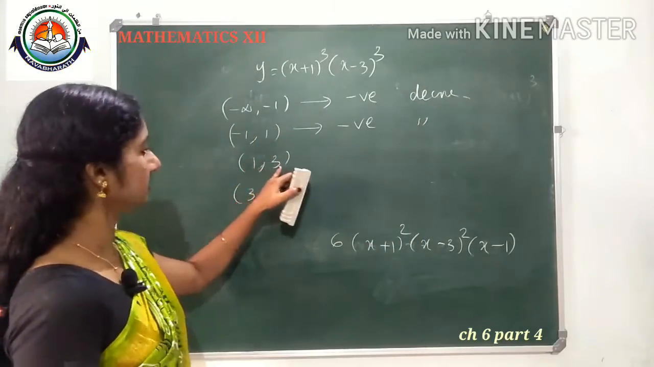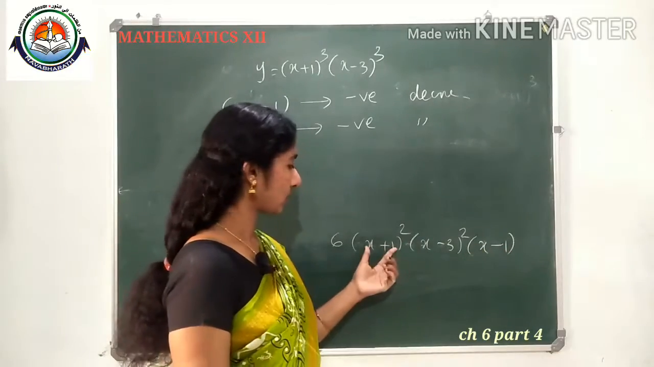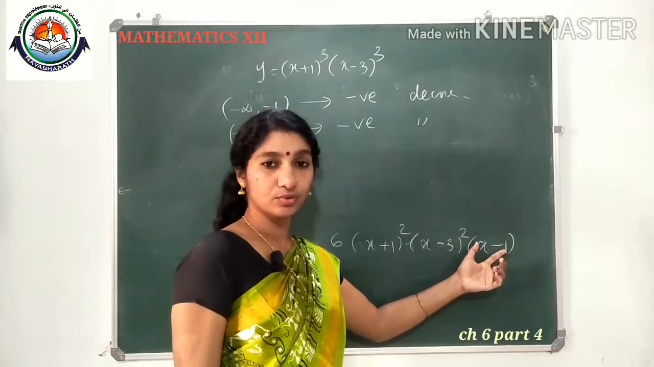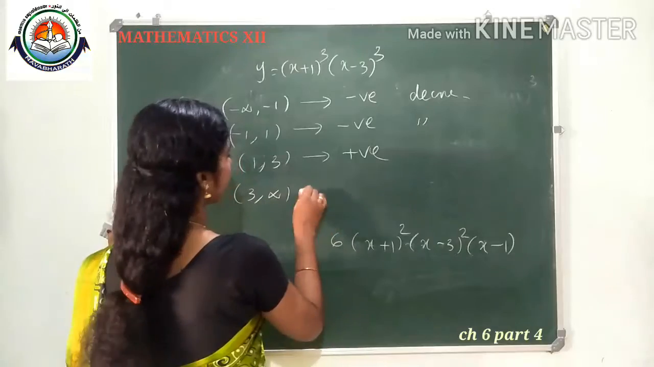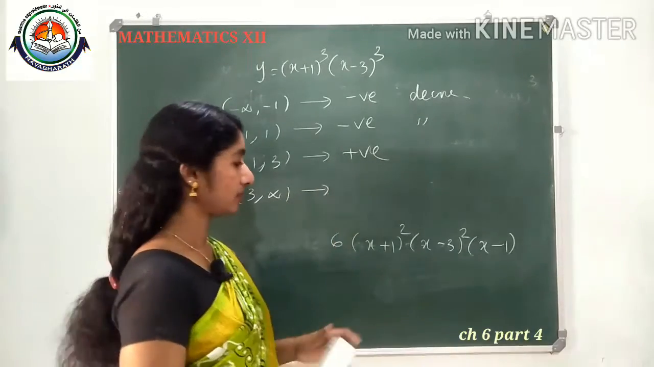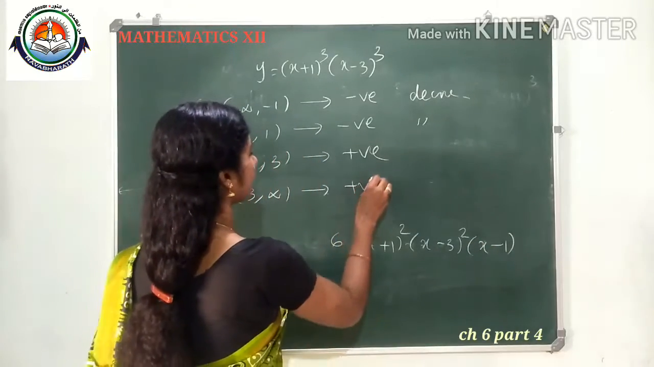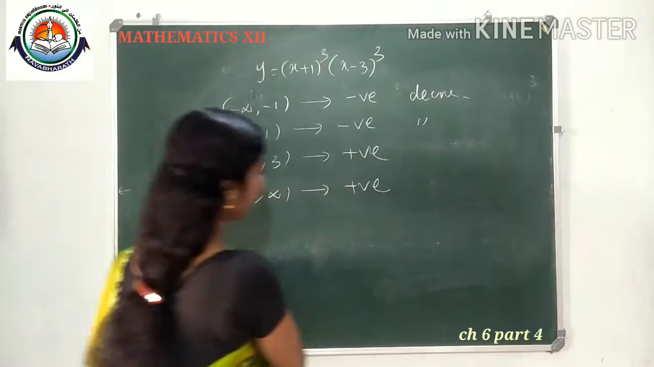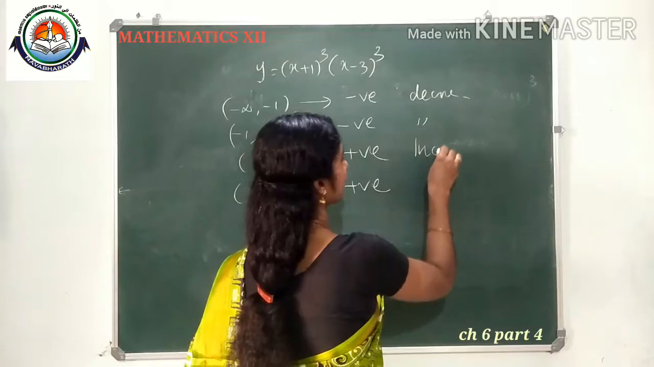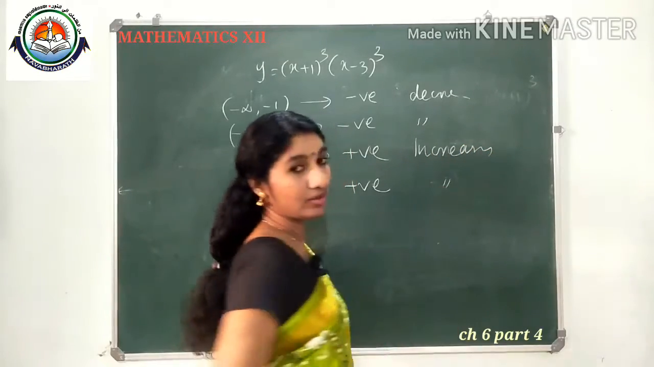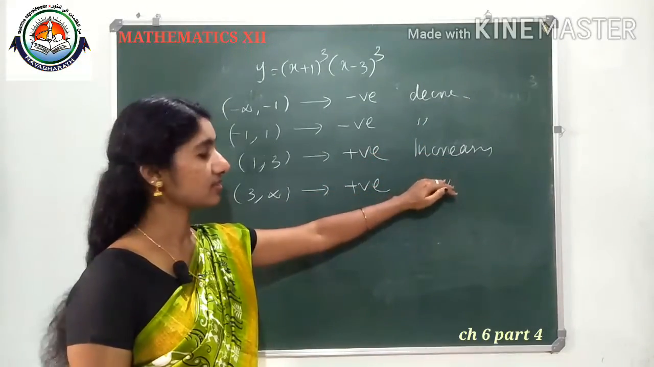And the next interval 1 to 3, in between we can take 2, so 2 minus 1 is positive. This is already positive, this is already positive, and now 2 minus 1 is also positive, so here it is positive. And the next one, 3 to infinity, you give any one value after 3, say 4, so this is positive, so here we are getting it as positive. Like this we can find whether the function is increasing or decreasing. You should write strictly decreasing, here also strictly decreasing, this is strictly increasing, this is strictly increasing.